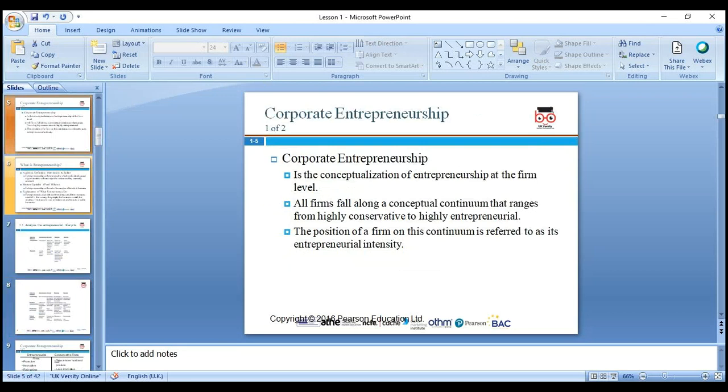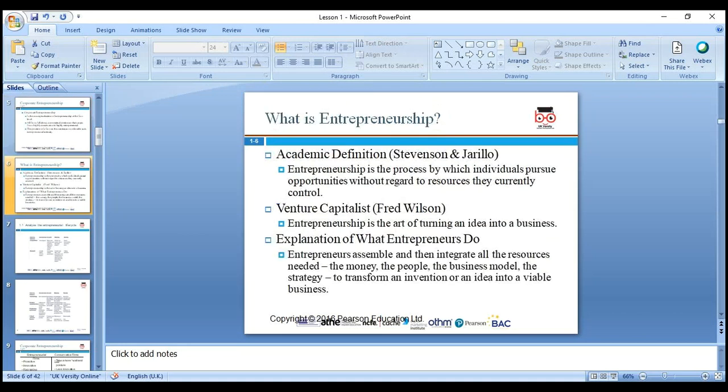Anybody, any question? Corporate entrepreneurship is the conceptualization of entrepreneurship at the firm level. So we need the corporate level. All firms fall along a conceptual range that goes from the highly conservative to the highly entrepreneurial. The position of the firm is referred to as the entrepreneurial intensity, how much competition we have. So we'll go through the definition of what is meant by entrepreneurship. Anybody, any thought?